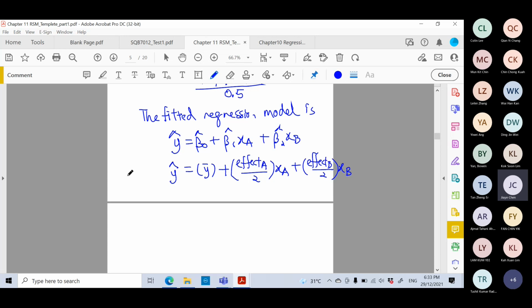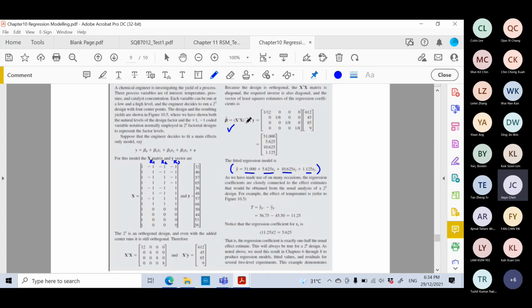Okay, so this one is what you have here. Under the 2 to the power of k factorial design, in the full model, beta naught hat is the mean of the data. Beta 1 hat, if you are talking about XA, is the effect of A divided by 2. Beta 2 hat will be the effect divided by 2 for XB. So you can do it directly for the case of the 2 to the power of k factorial design. Therefore, it is not necessary to formulate it in the following way.